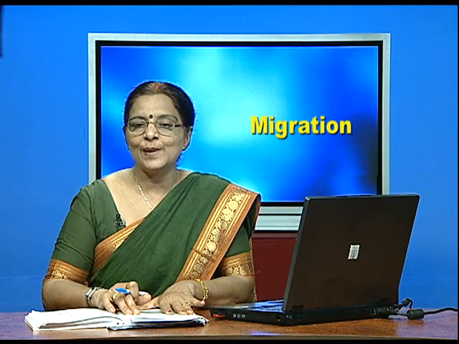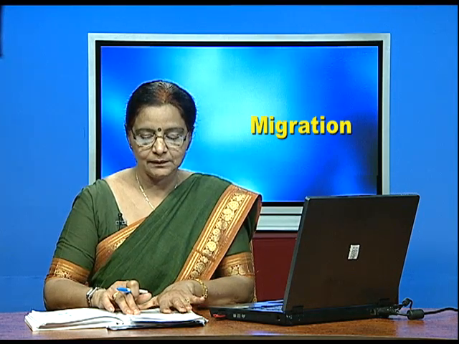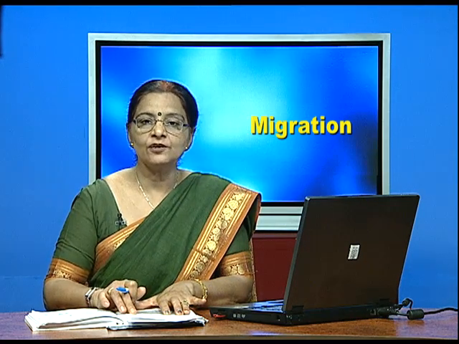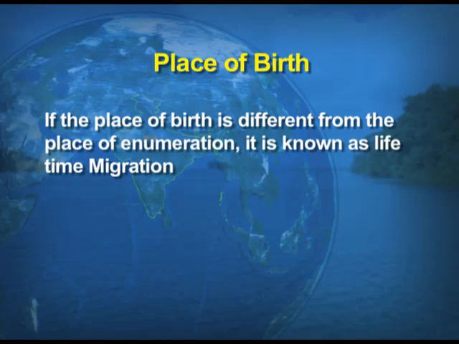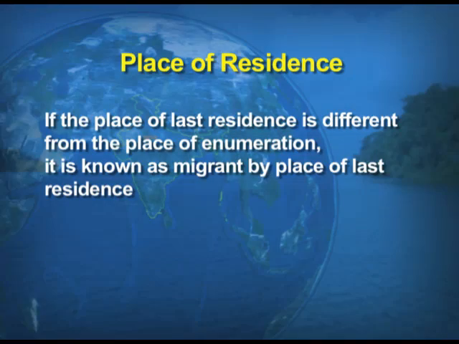Then further modification was made in the year 1981, where information on the reasons for migration was incorporated. So, the Census of India determines migration by place of birth or place of residence. Now, what do you mean by the place of birth? If the place of birth is different from the place of enumeration, that is known as lifetime migration. And when we check the place of residence, if the place of last residence is different from the place of enumeration, it is known as migration by place of last residence.